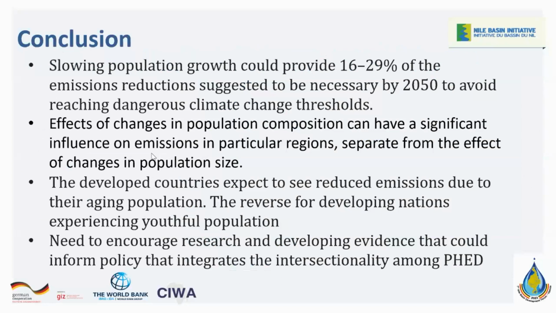So in conclusion, we are saying that slowing population growth could provide part of the emissions reductions suggested to be necessary by 2050 to avoid reaching dangerous levels. Effects of changes in population composition can have a significant influence on emissions in particular regions, separate from the effect of changes in population size. The developed countries expect to have emission reductions because of the aging population, but the reverse will be taking place in this part of the world.